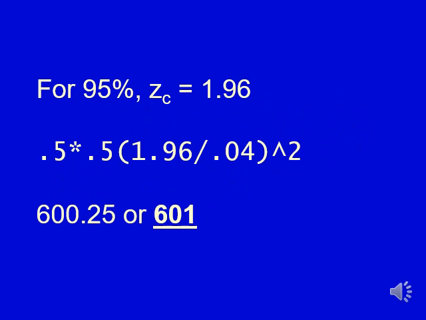Once again, the z-score is going to be 1.96. This time we have 0.5 times 0.5, and then 1.96 divided by 0.04, squared. And we have a number that rounds up to 601. Almost always you get a larger answer when you don't know ahead of time than when you do. And you notice this answer was bigger than the previous problem. It's also bigger because we have a smaller margin of error.